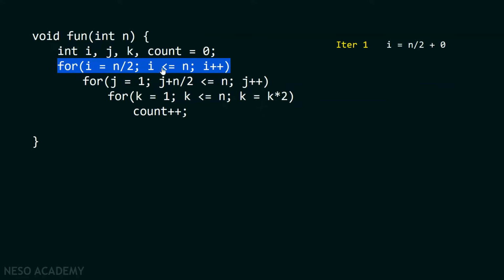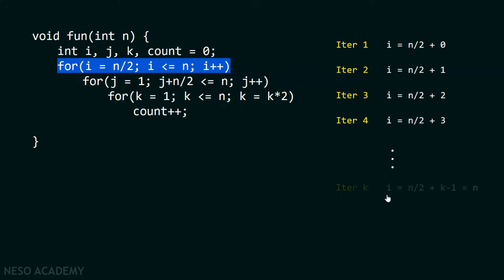In iteration number 1, you can clearly see that i equals n/2. You can write this as i = n/2 + 0. Now in iteration number 2, it is clear that i = n/2 + 1, because you can see over here that this is i++, an increment by one step. In iteration number 3, this will be n/2 + 2. In iteration number 4, this will be n/2 + 3, and so on.